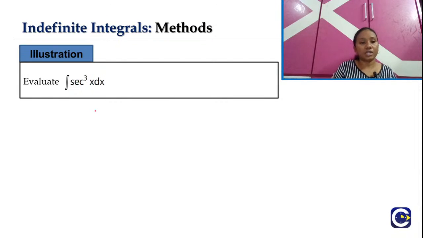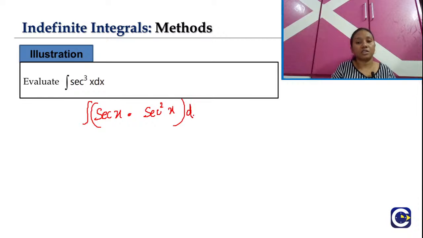So what I'll do, I'm having here the function secant cube x. I'm going to split this as secant x into secant square x dx. So now I can apply my integration by parts. So now select amongst these two functions which will be my first and second, because both are trigonometric functions. So as I mentioned, apart from ILATE, there is one more trick to choose first and second function. So now you have to apply that, and then you have to select amongst these two functions what will be the first function and what will be my second function.